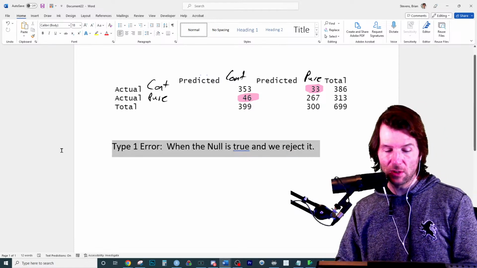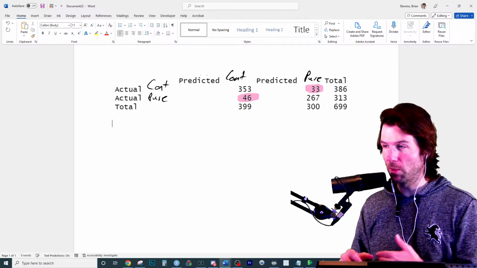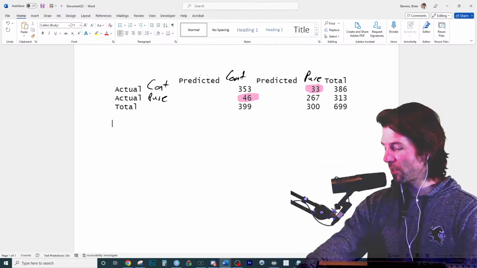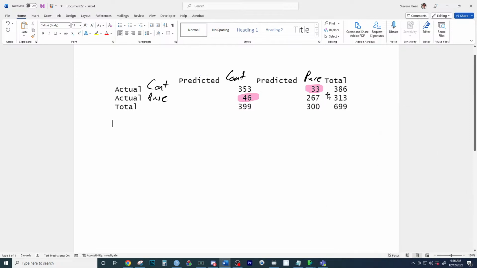And so sometimes it's easier, especially in the business analytics world, to talk about where your errors are. Does that make sense right here? It's very easy for someone to see we had 33 drugs that were predicted pure that were actually contaminated. We had 46 drugs that were predicted contaminated that were actually pure. So yeah, really good stuff right there.